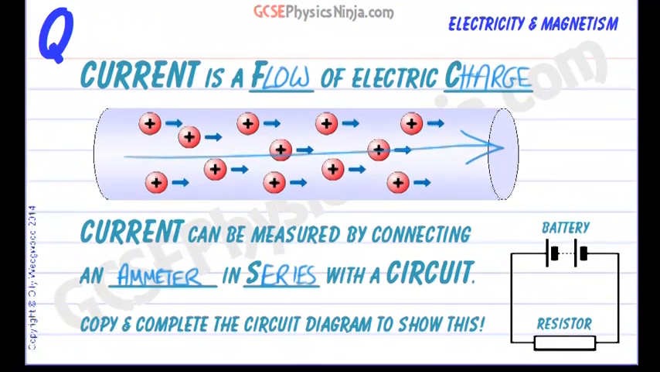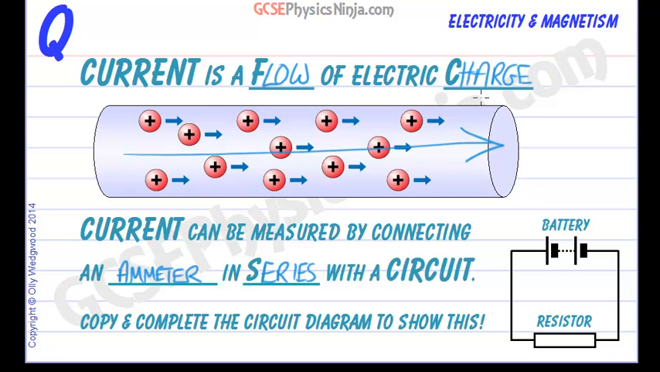All you need to remember is that current is a flow of electric charge, and it can be measured by connecting an ammeter in series with a circuit. And that means the ammeter will go in the loop of the circuit, just there.